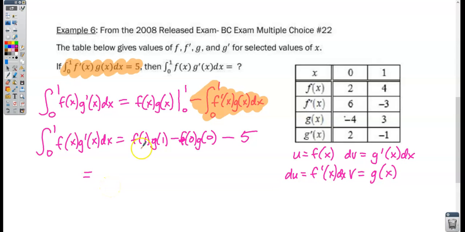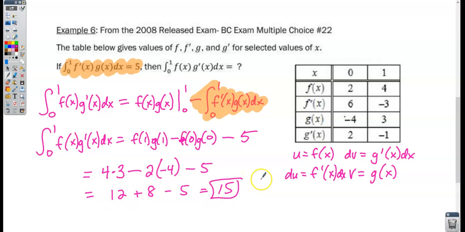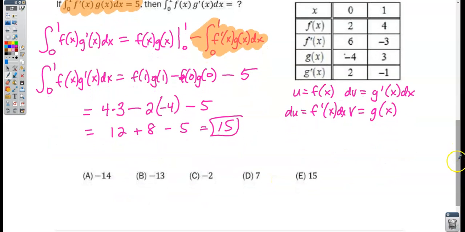And now I can look up values from the table. This is going to be f of 1, which is 4, times g of 1, which is 3, minus f of 0, which is 2, times g of 0, which is negative 4, all minus 5. This is 12 plus 8 minus 5, or 15. And so our correct answer is E.